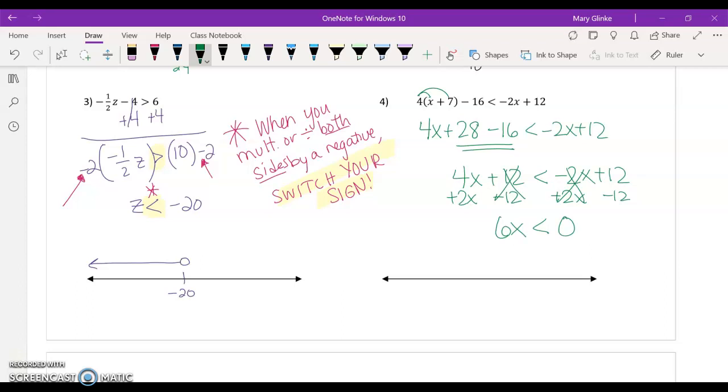Now, this doesn't mean no solution or infinite solutions because we still have an x. If you still have a variable in the problem, you still have an answer. So we're going to divide both sides by 6, and we get x is less than 0. So on our number line, we're going to have 0. We're going to have an open circle, and you're going to shade everything less than that, which is everything to the left of that.